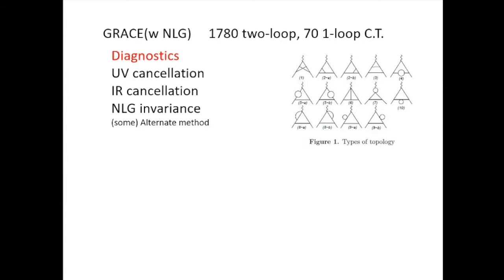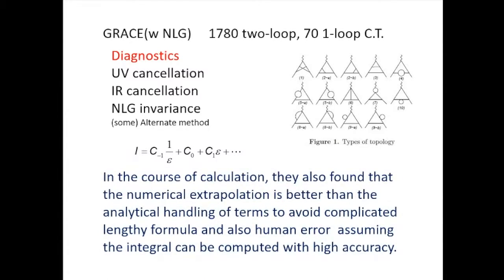But I would like to say that in the course of this research, to calculate this huge number of Feynman diagrams, they found that this extrapolation method is very appropriate for their purposes. In the course of the calculations, they tried both things. First is the conventional analytic method, to separate the ultraviolet parts from the finite terms and rearrange the symbolic terms by hand. And also, they used this numerical extrapolation method. Their final conclusion is that the numerical extrapolation method is better than analytic handling, to avoid complicated lengthy formulas and also to avoid human errors.